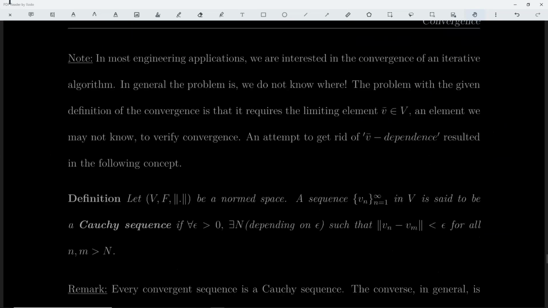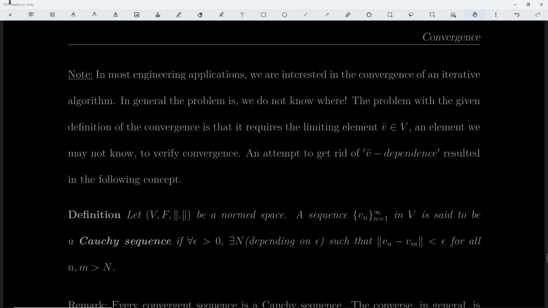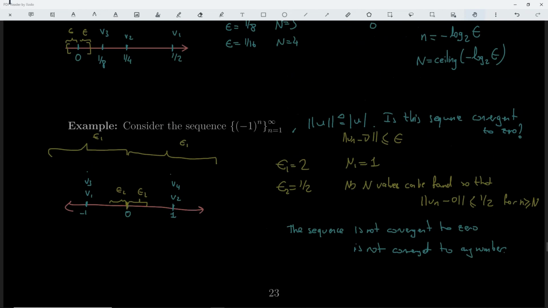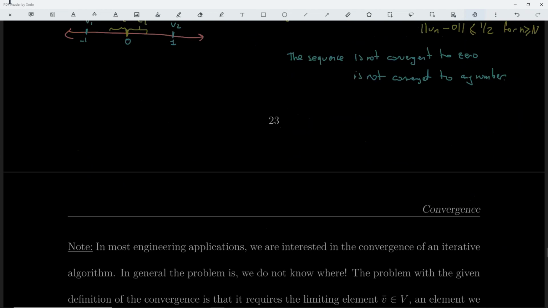Yes, please. We are not talking about whether a sequence is convergent or not in general, but about convergence to a specific number, right? Exactly. At this stage, we showed that this sequence is convergent to 0, okay? That's what we have shown so far. We did the same in the previous question.